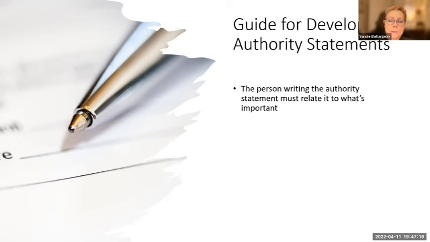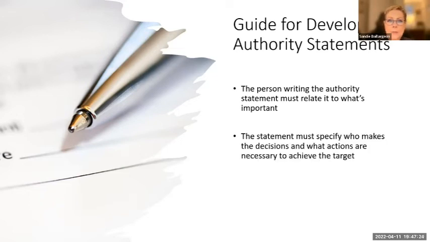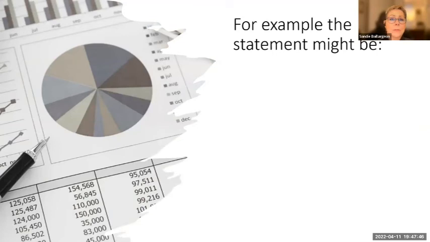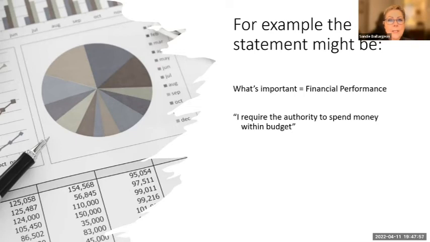Guidelines for developing your authority statements. The person who's writing the authority statement must relate it to what's important. So once again, you would relate it to something that is quantifiable and what's important in your goals. The statement must specify who makes the decisions and what actions are necessary to achieve the target itself. Because the bottom line is you can't be held accountable for results over which you have no control. If you have no control over the ordering, then how can you be responsible for the sundry supplies in the budget?